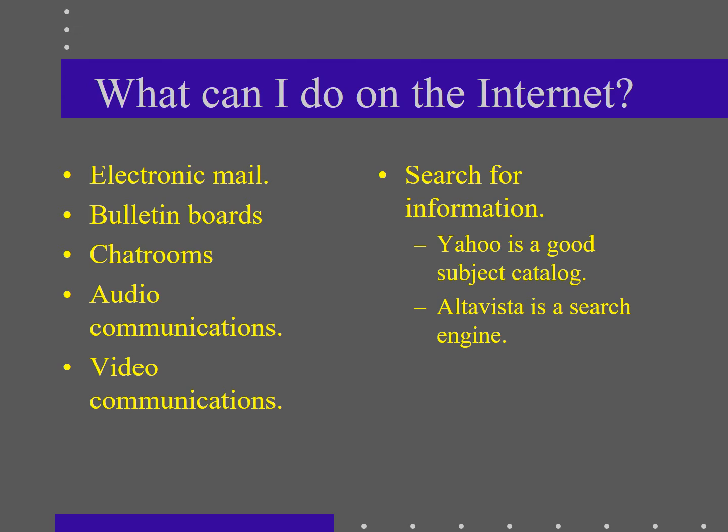Now, what is this internet all about? What can we do on the internet? There are numerous applications of the internet. We can use the internet for electronic mail, bulletin boards, chat rooms, and audio and video communications. We can also use the internet for searching, which means any information can be retrieved from the internet. Examples of search engines are Yahoo and AltaVista, which are used for searching or retrieving any kind of information from the internet.